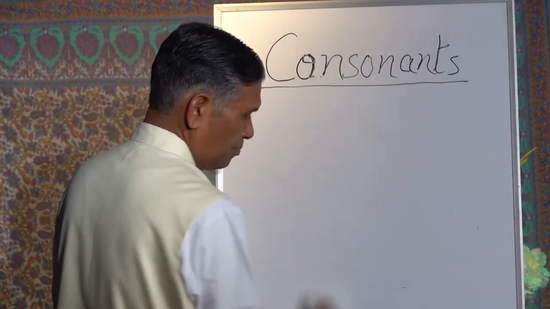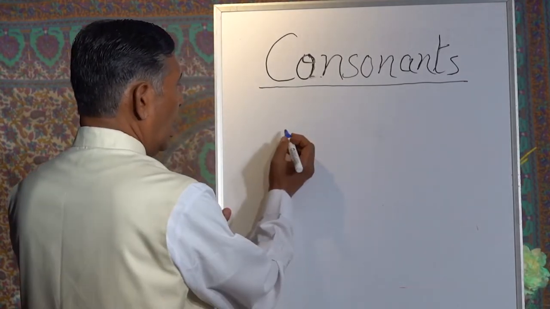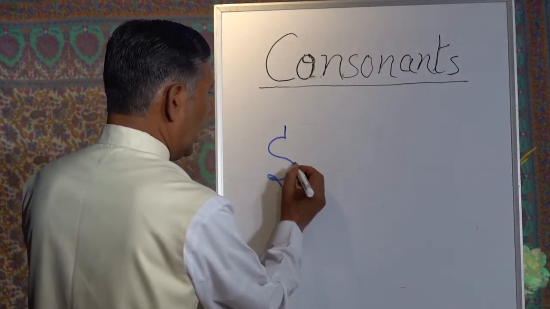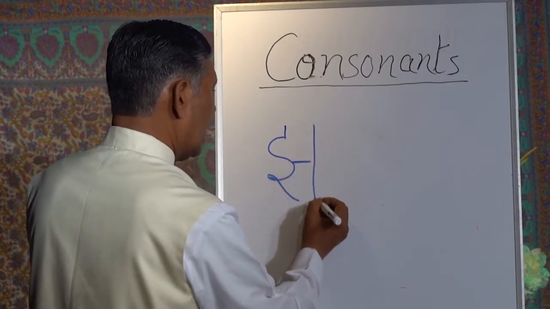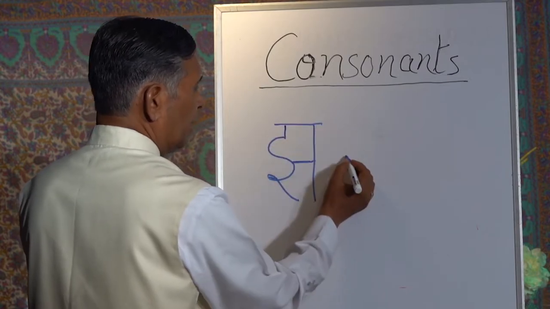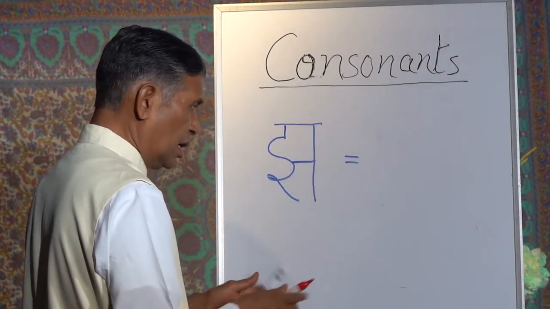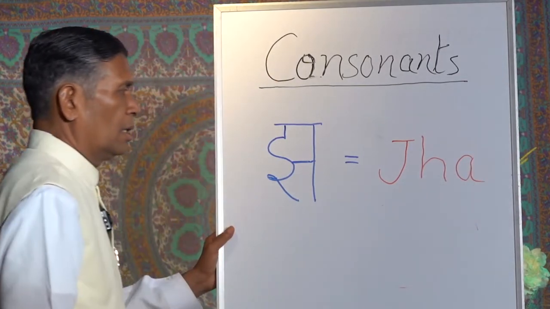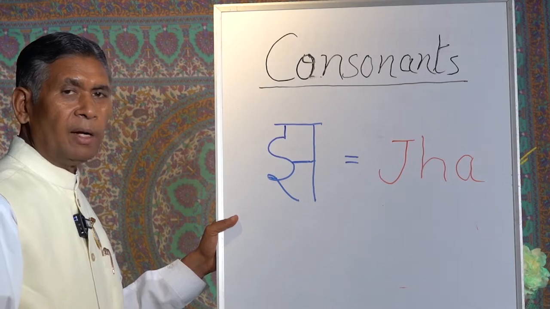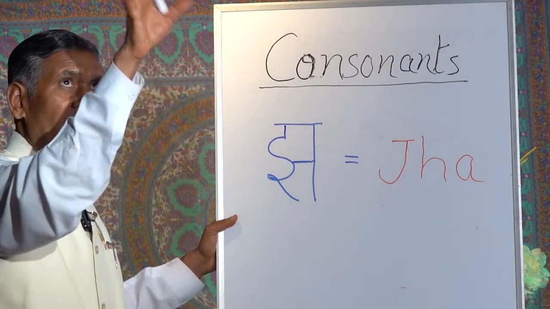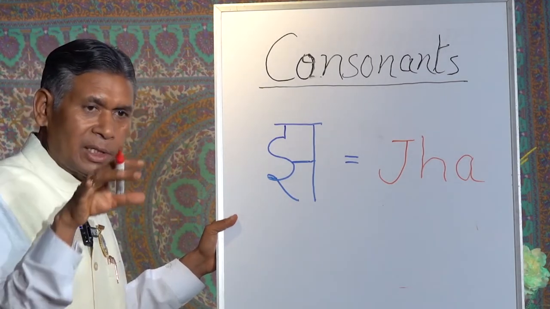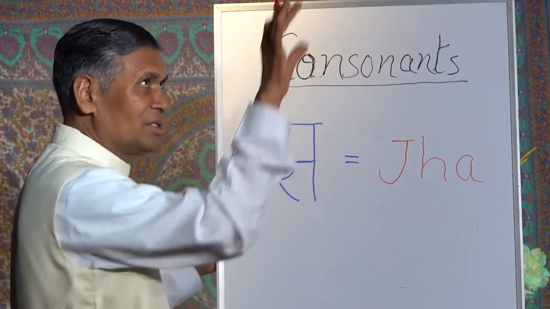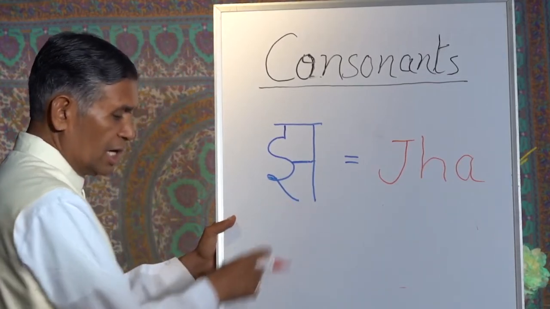Next is here, make like E, and put a joining piece here, and put a stroke here. It will be JHA. Jha, jhafar, jharna. Jharna means fountain, like water comes down. So, like jhar jhar jhar, it is with the sound. Jharna means fountain. So, jha is very useful.